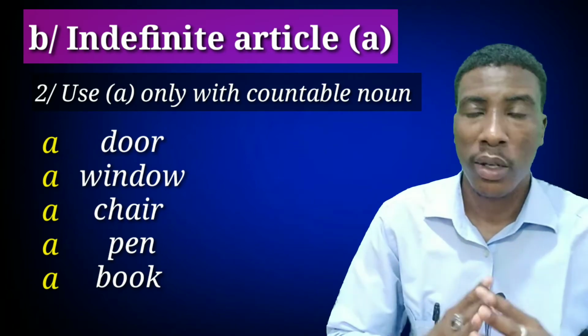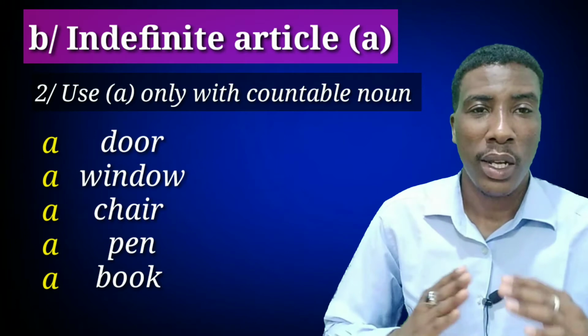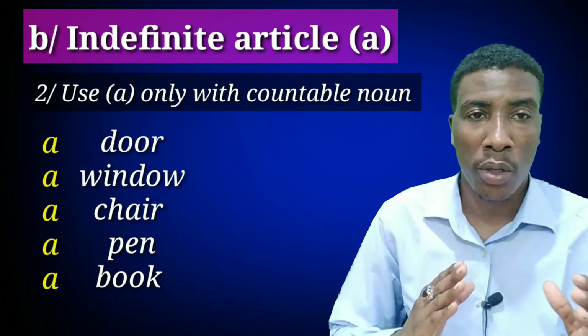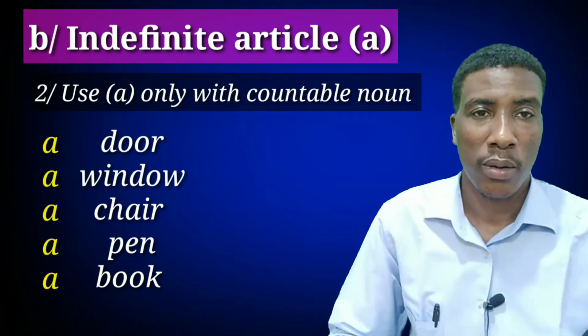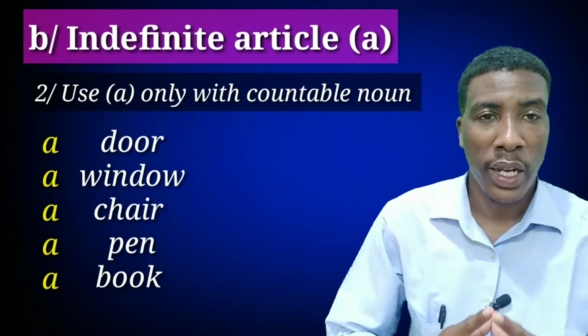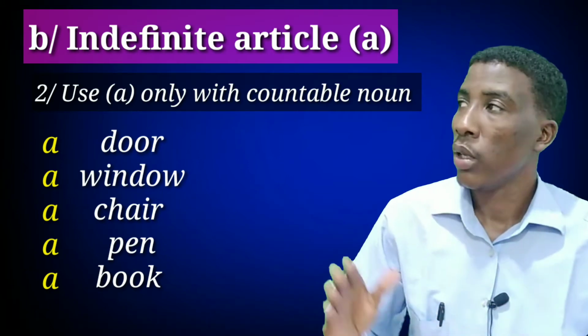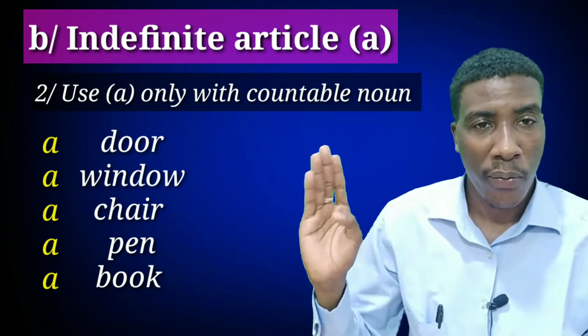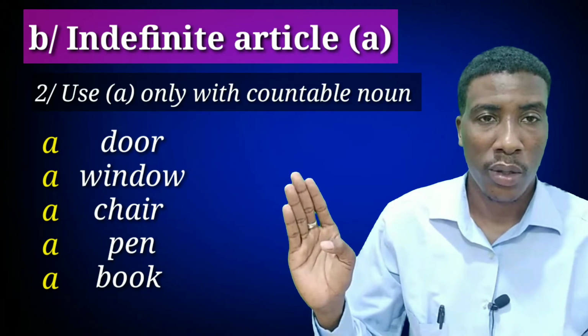Rule number 2, use a only with countable nouns. A door, a window, a chair, a pen, a book, like this. So in here you can say 3 books or 5 doors.